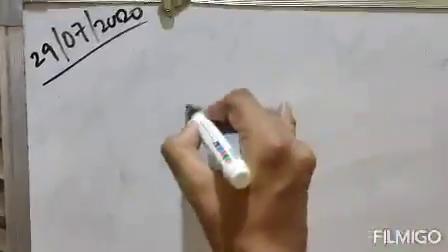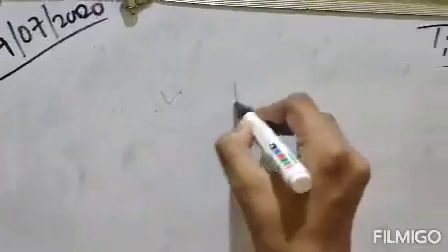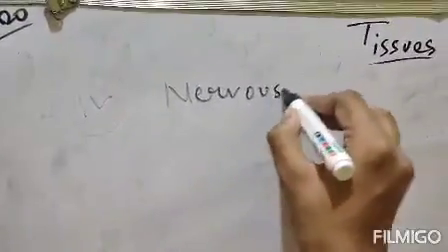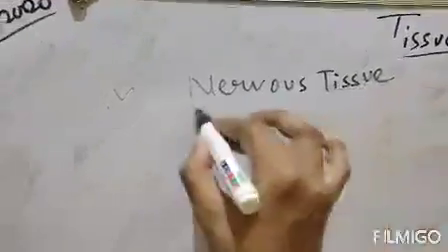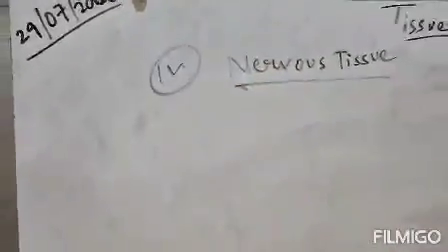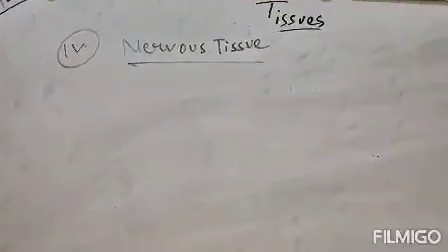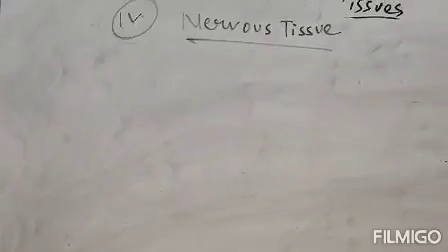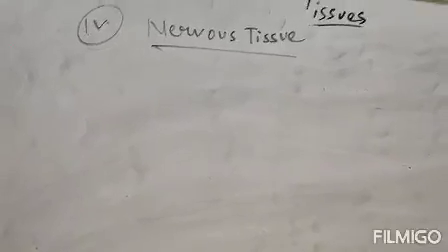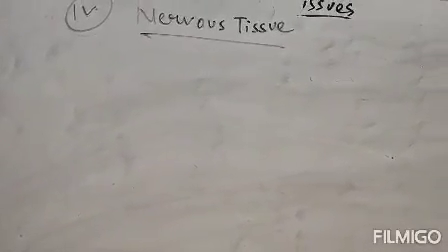Our last tissue, the fourth tissue, is nervous tissue. So what is nervous tissue? The tissue that receives stimulus and transmits it from one part of the tissue to another is called nervous tissue.